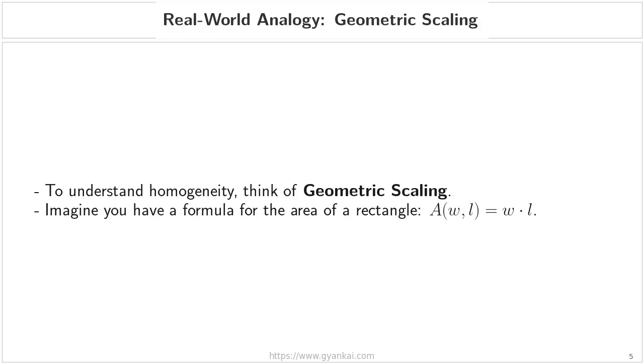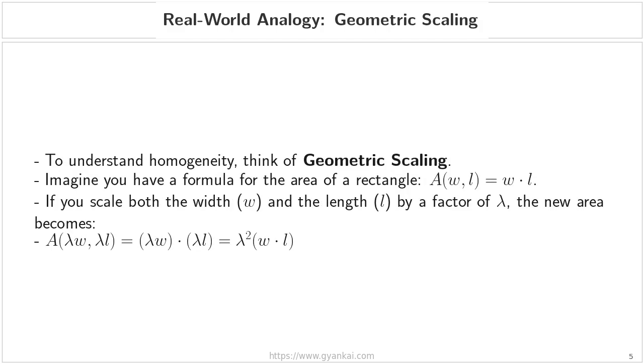Imagine you are working with a simple formula for the area of a rectangle, where the area, A, is a function of width, W, and length, L, in its simplest form. The area equals width times length. Now, let's apply the scaling test we discussed in the previous slides. Suppose we scale both the width and the length by the same factor, which we will call lambda. If we replace our original width and length with lambda W and lambda L, our new area calculation becomes the quantity lambda W multiplied by the quantity lambda L.